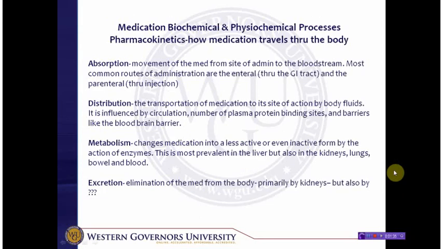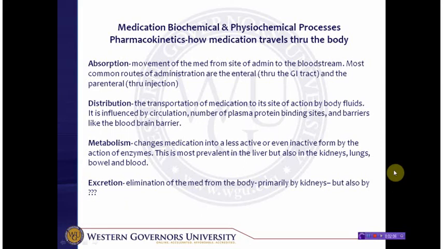So one of the first things we're going to talk about is the different biochemical and physiochemical processes of medications. One of the words you're going to hear a lot is pharmacokinetics, and that basically in general terms just means how medication travels through the body. There's a different number of ways, and one of the first ones we're going to talk about is absorption. Absorption is the movement of the medication from the site of administration into the bloodstream.